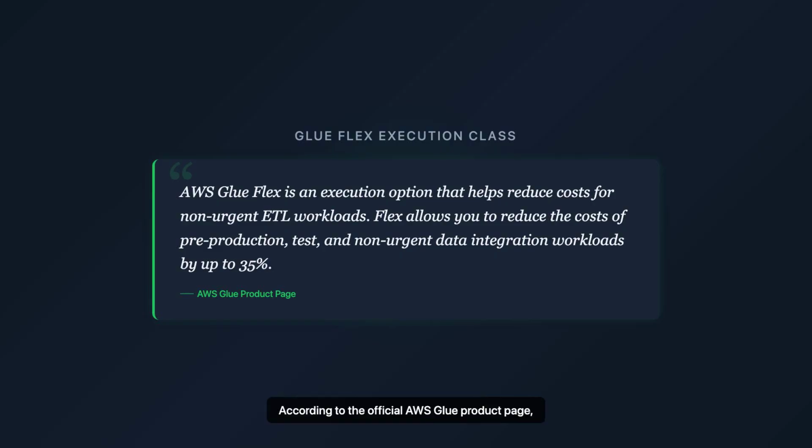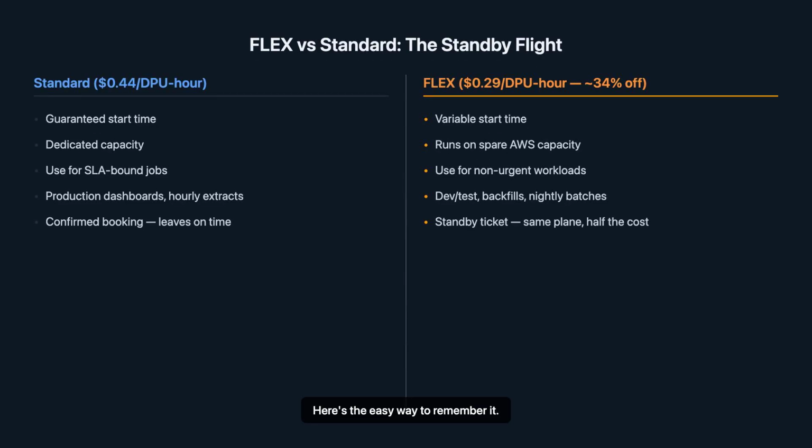According to the official Amazon Web Services Glue product page, Flex is an execution option for non-urgent ETL workloads, and it cuts costs by up to 35%. That number, 35%, is worth memorizing, because the exam will use cost optimization language to point you straight at this feature. Here's the easy way to remember it.